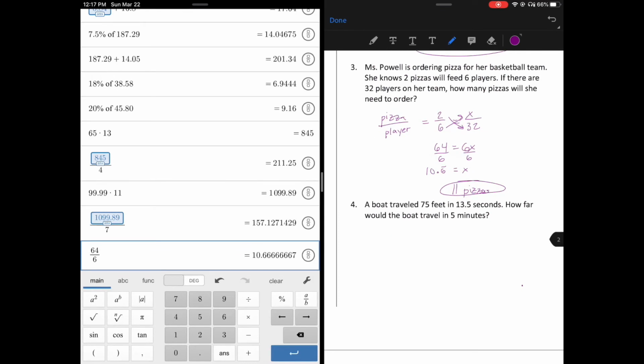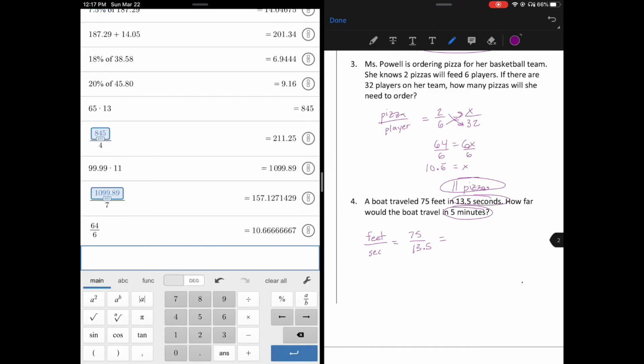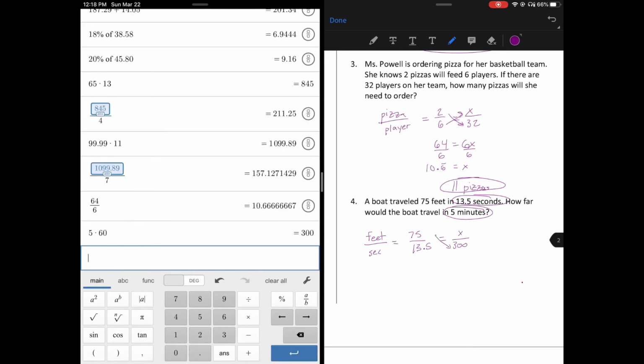And then the last one on this page, a boat traveled 75 feet in 13.5 seconds. So that'll be 75 over 13.5. How far will it travel in 5 minutes? Now notice that this is in minutes and this is in seconds, so we need to figure out how many seconds are in 5 minutes. So we're just going to do 5 times 60, because there are 60 seconds in 1 minute, which gives us 300 seconds. We'll cross multiply.